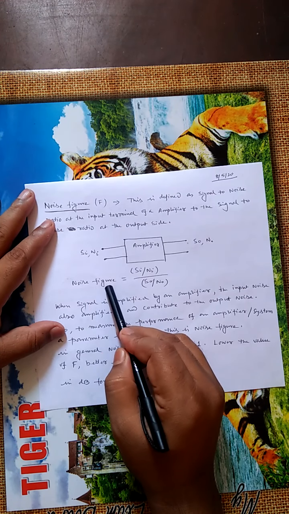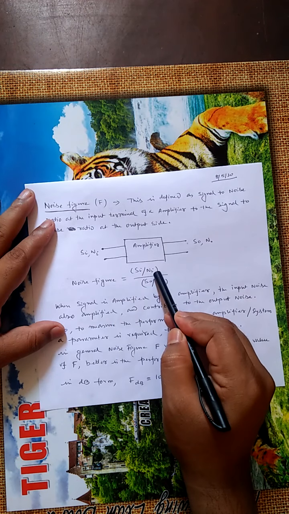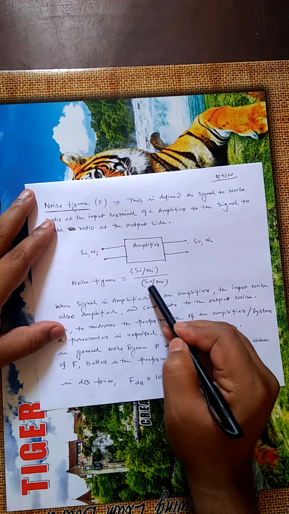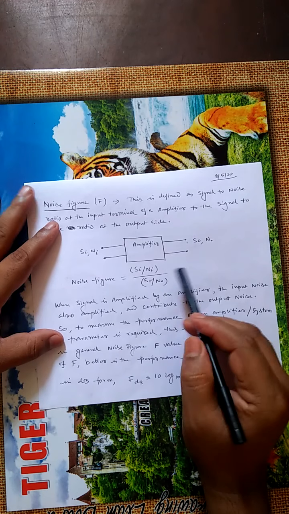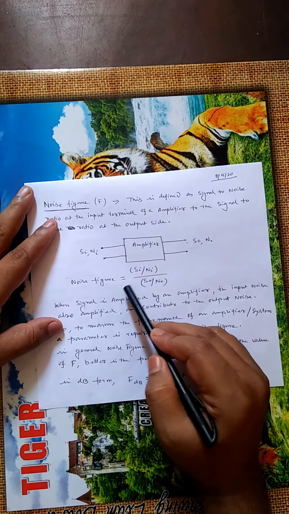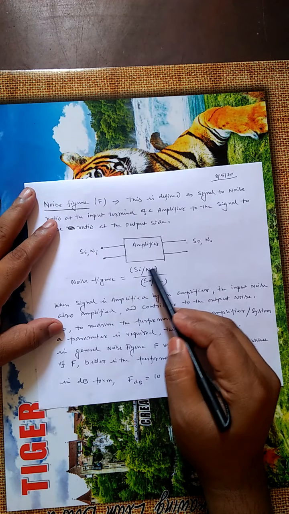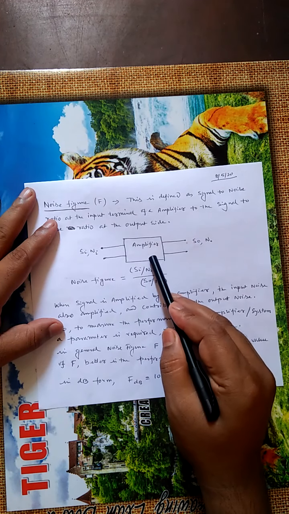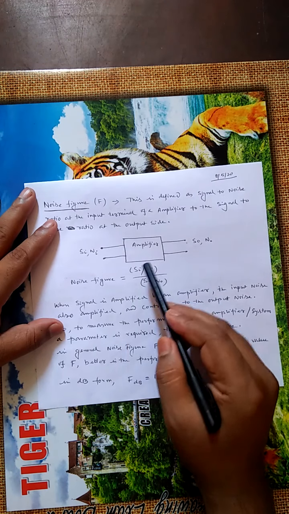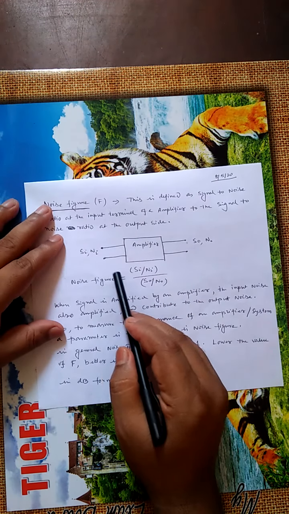Noise figure is basically defined as the signal to noise ratio at the input side to the signal to noise ratio at the output side. By this noise figure, we can get an idea of what amount of extra noise is contributed by the amplifier. The amplifier introduces some amount of noise, and we can get the idea from the noise figure.